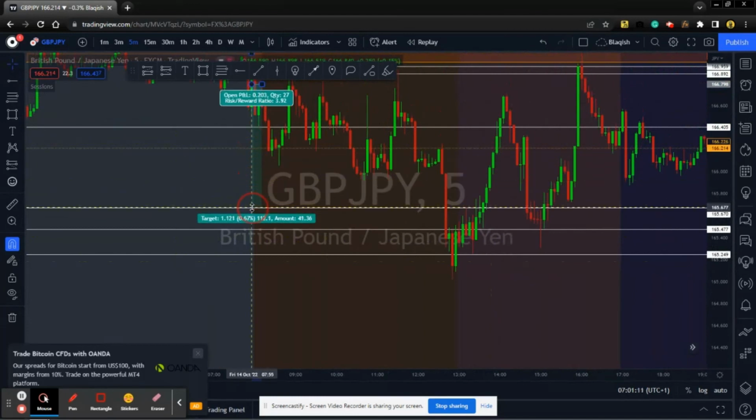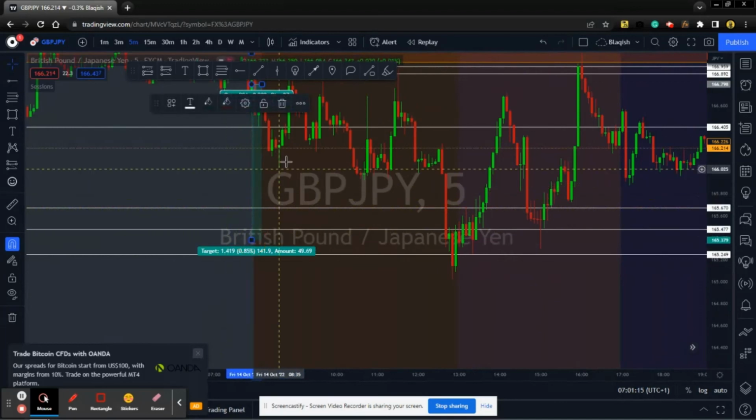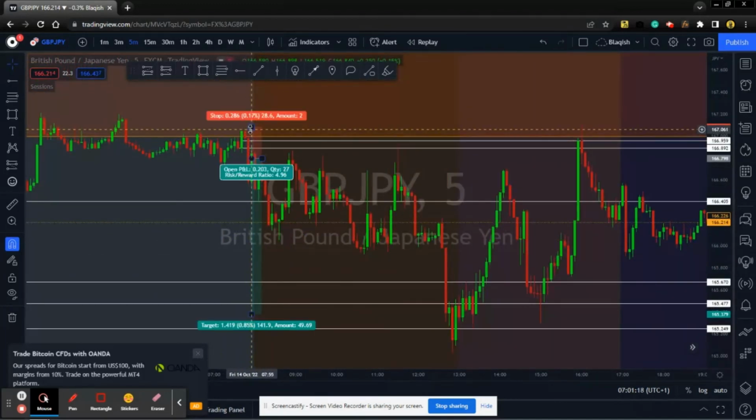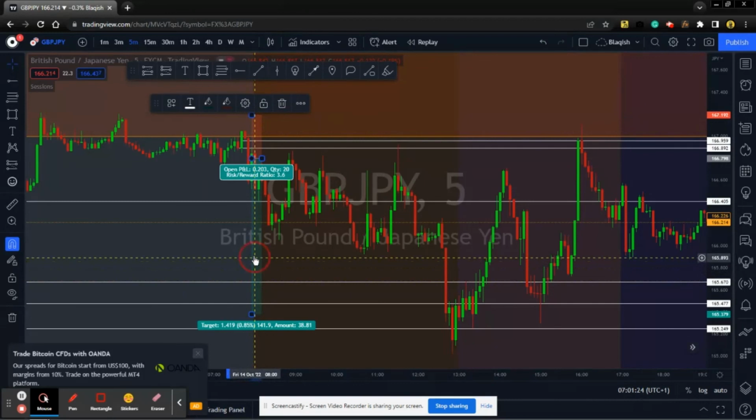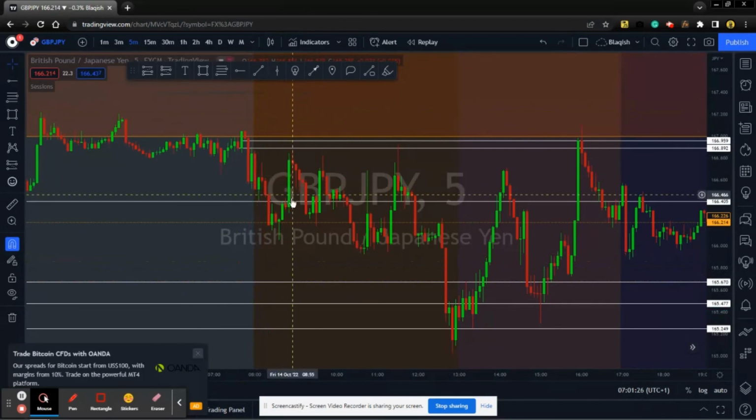That will be like 100 plus pips. So here you risk like 30 pips to gain 100 plus pips, and that is how I use ICT mentorship for my entry.